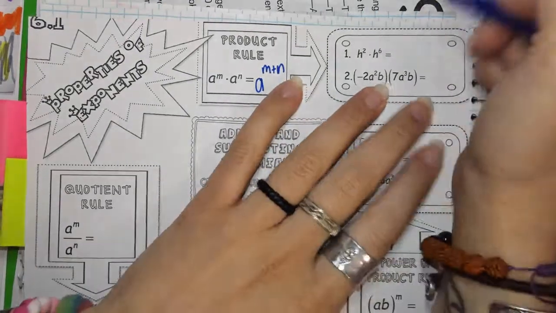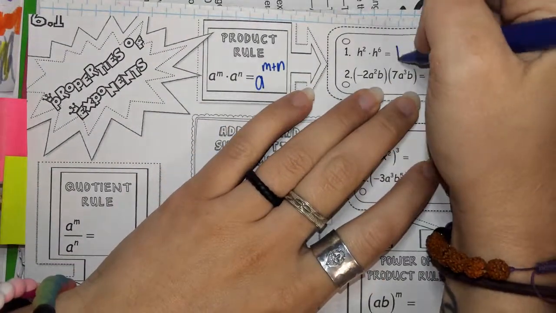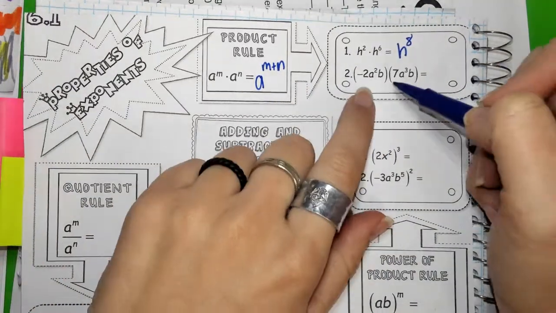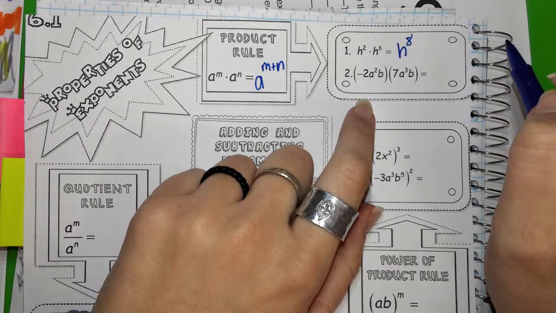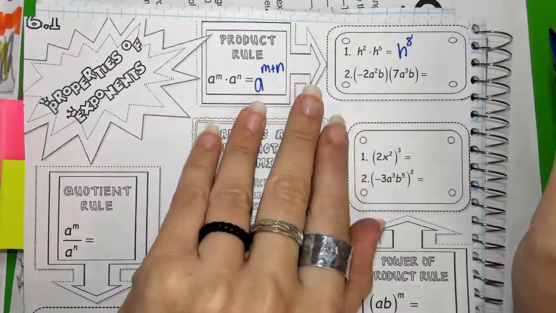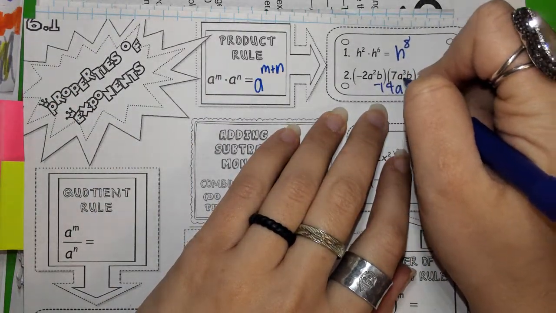Perfect timing. Alright, so number 1, what would the answer be for here? H to the 8th. Good. Take a point, Elmer. And number 2, what would that be? Good. Take a point.